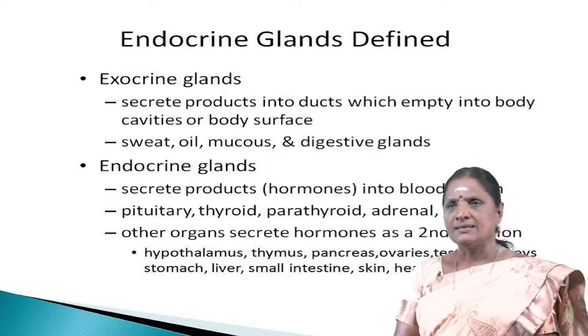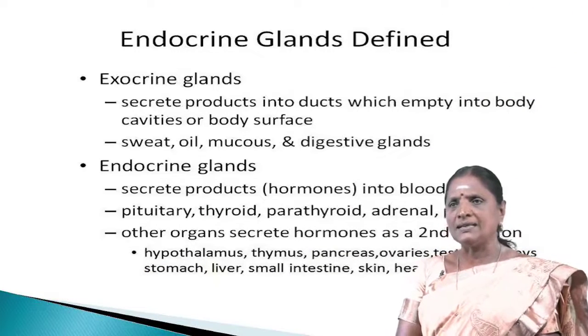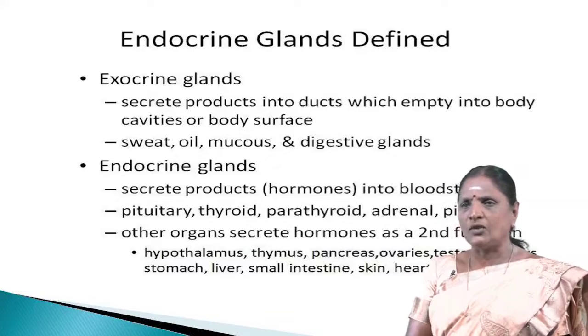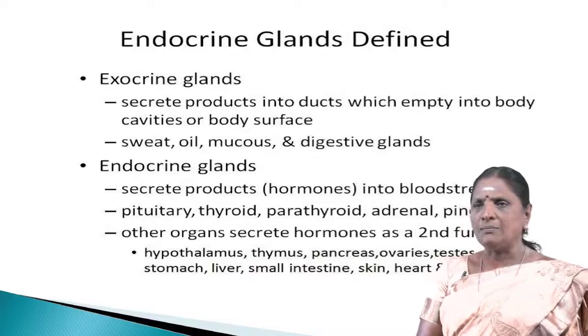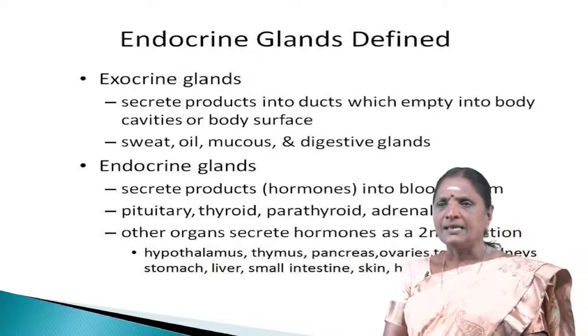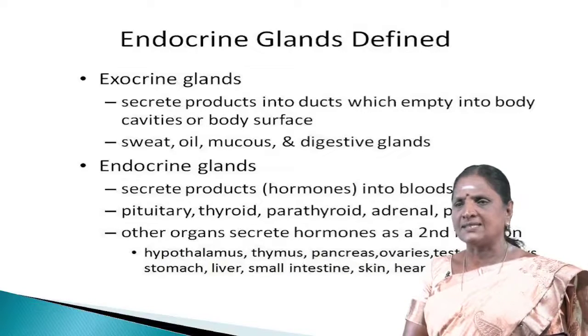Endocrine glands. There are two types of glands present in our body: exocrine glands and endocrine glands. Exocrine glands secrete products into ducts which empty into the body cavities or body surface, that is sweat, oil, mucus and digestive glands. Endocrine glands secrete products, hormones, into the bloodstream.